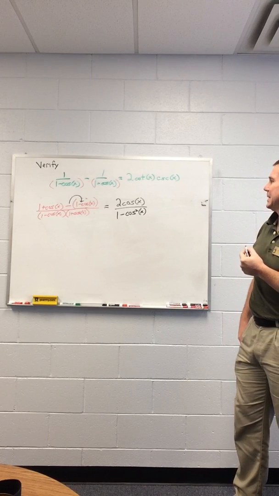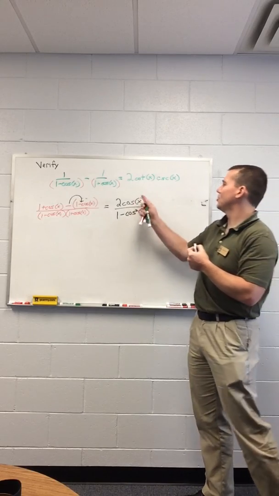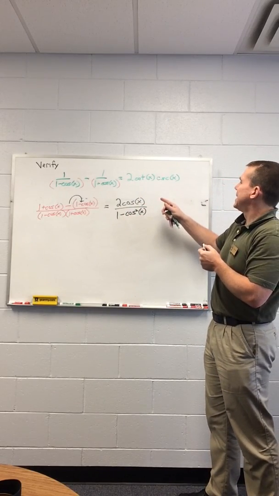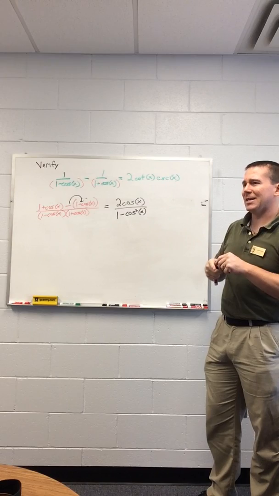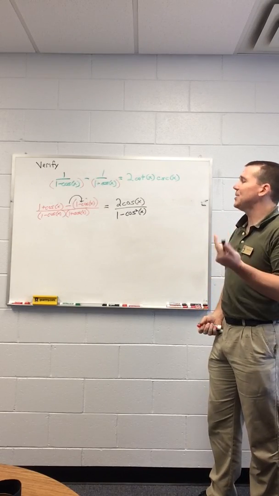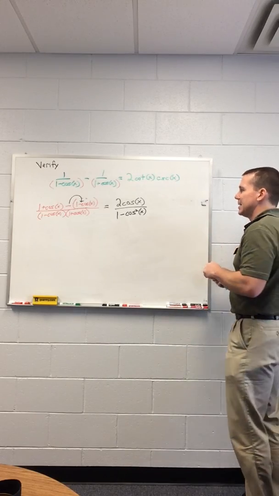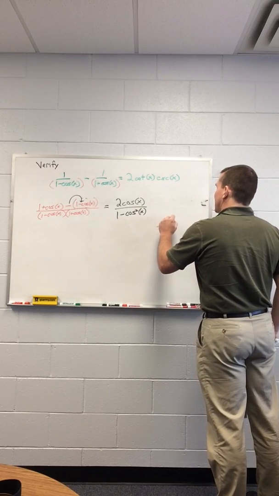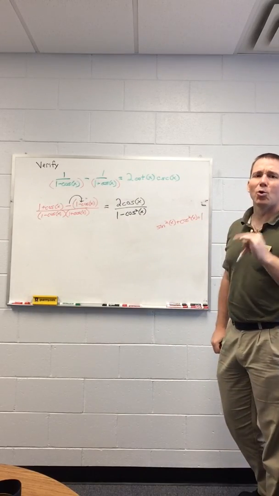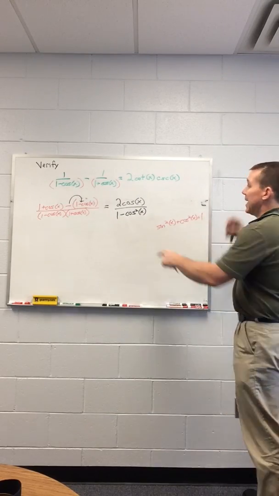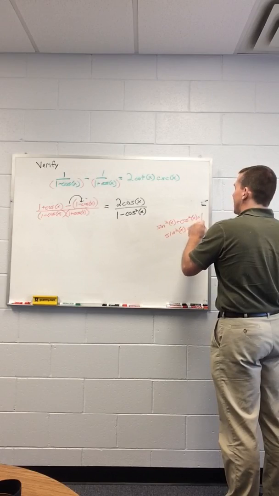And now the question becomes, what do I do? Somehow I need to turn 2 cos x over 1 minus cosine squared x into 2 cotangent cosecant. Anyway, here is another one of those algebraic tricks. We said in the last video, anytime you see sine squared plus cosine squared, immediately turn it into 1. It's my Pythagorean identity. But, by the same token, if sine squared x plus cosine squared x equals 1, you should also quickly be able to manipulate this. In this case, if I subtract the cosine squared, I get sine squared x equals 1 minus cosine squared x.